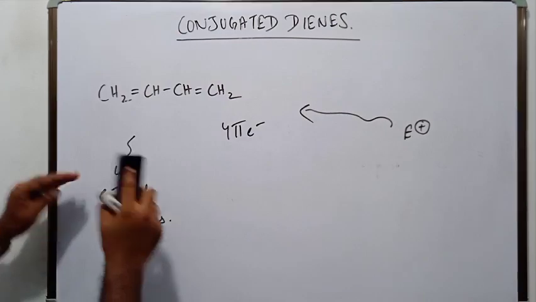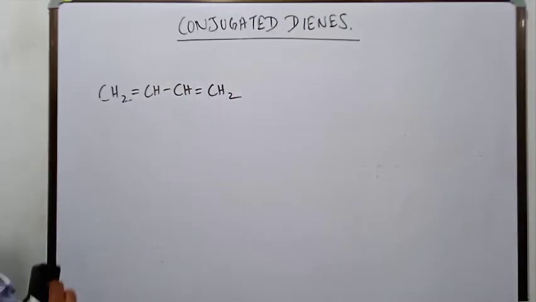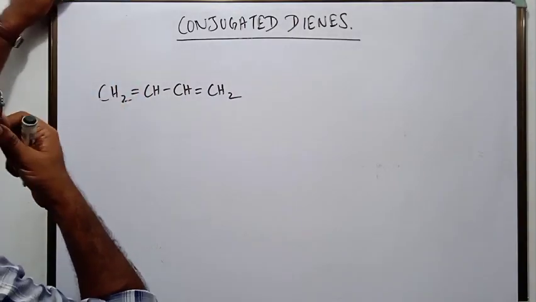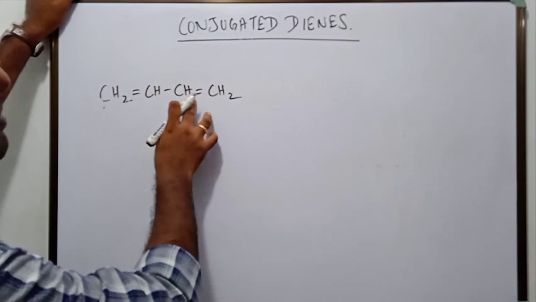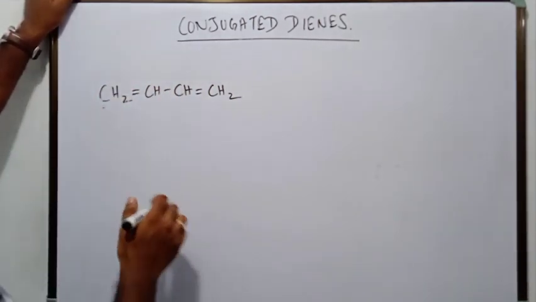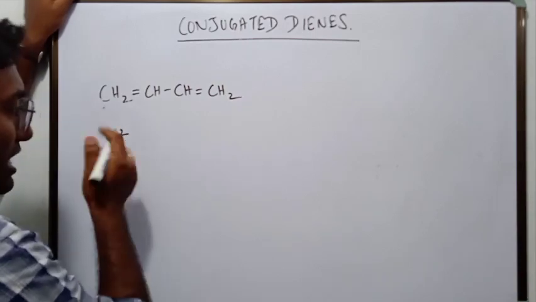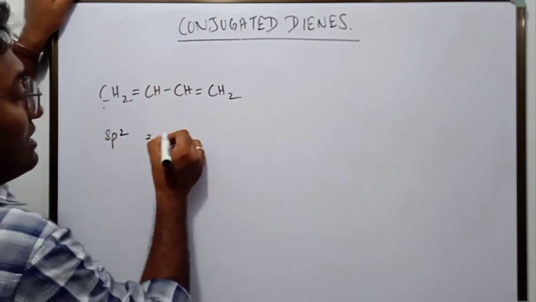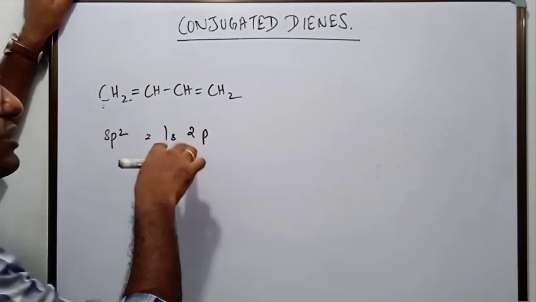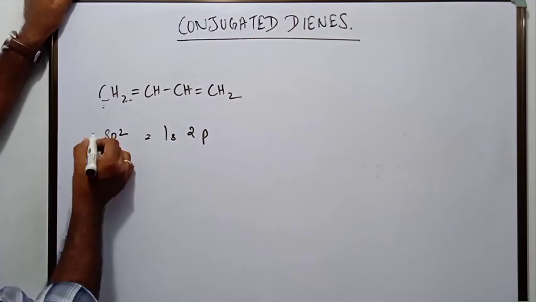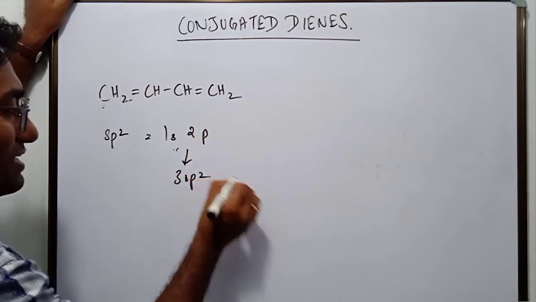So for explaining its stability, let us again look at the structure of 1,3-butadiene or a conjugated diene. Now each carbon, be it this carbon, this carbon, this or this, is a doubly bonded carbon atom. A doubly bonded carbon atom is actually which hybridized? Right, sp2 hybridized. sp2 hybridized means that one s and two p orbitals have mixed and merged with each other in the process called hybridization, and they have produced three sp2 hybrid orbitals, correct?